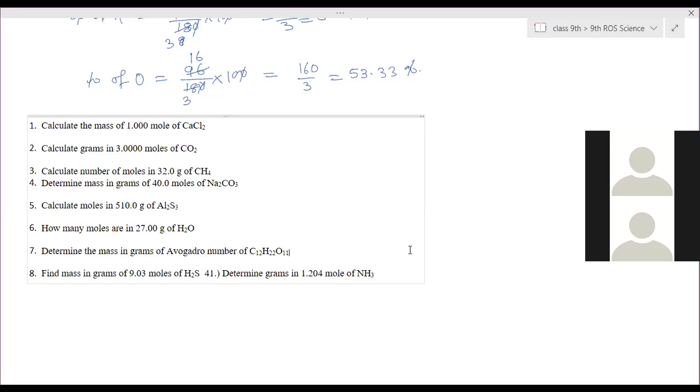What was the second one? 132. Okay. Ma'am, can you share the answers in the group? Can you send the picture of all the answers before we wrote, the 10 questions that you gave for homework? I have all the answers, 1 to 10, I've solved. Ma'am, check, the fifth one is 3.4 moles. Yes, right.